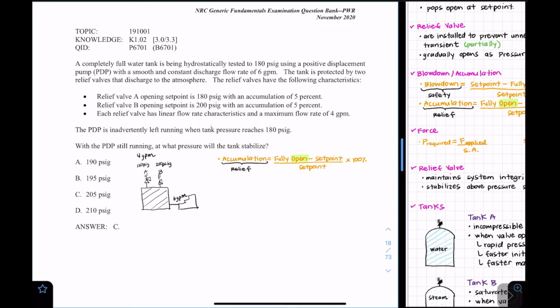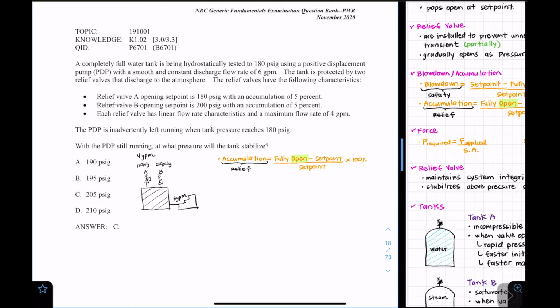This is fairly similar. Now this one is asking us at what pressure will the tank stabilize? This is interesting because here we have a tank that is being hydrostatic tested at 180, and it uses a positive displacement pump with a smooth discharge flow rate of 6 GPM. Okay, so we have a flow rate of 6 GPM. The tank is protected by 2 relief valves that discharge to atmosphere.